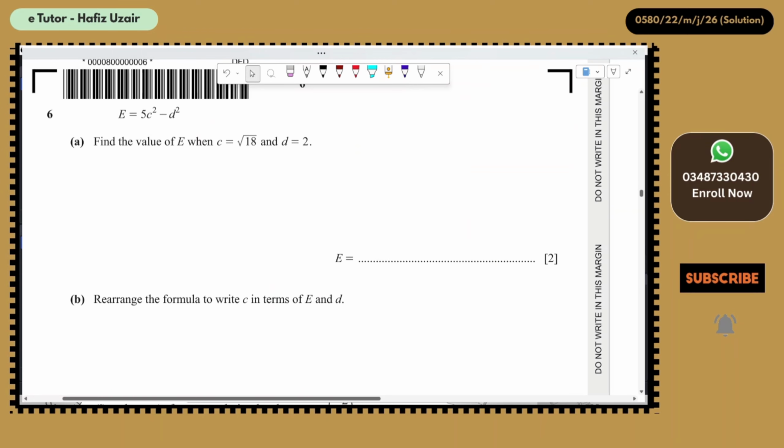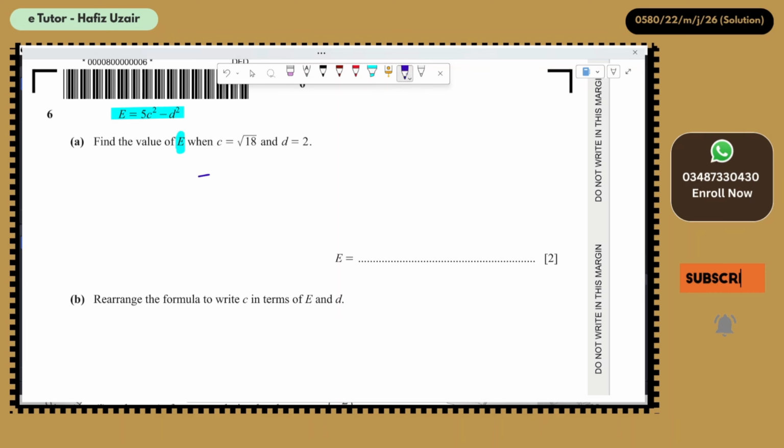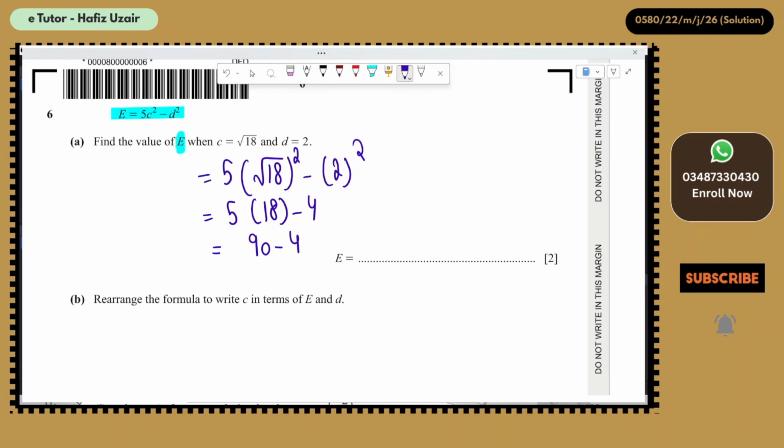Okay, let's move to question number 6. All right. So now in question number 6, E is equal to 5c squared minus d squared. You need to find the value of E. Let's put these values over here. So that will be 5 into square root 18 squared minus 2 squared. So square and square root will cancel. So you have 5 into 18 over here and then minus 4. So 8 times 5 is 40, 0, 4 carry, and then 1 times 5 is 5, so 90. So 90 minus 4, you will get 86.